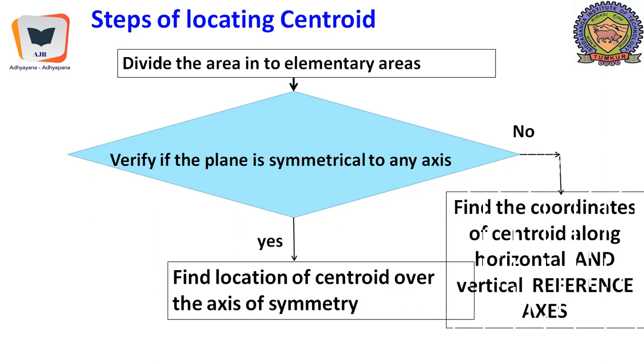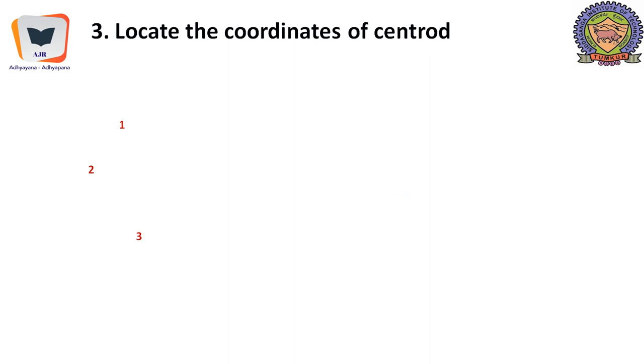And if it is not symmetrical with respect to any axis, we need to find the location of the centroid, both horizontal direction and vertical direction. That means we need to find the two coordinates, one along x direction, the other one along y direction. So we will go with the problems, and in the previous tutorial we have discussed two elementary problems, one T section and one I section. Now we will continue with the problems.